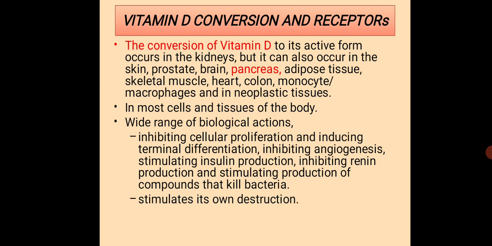Vitamin D conversion and receptors. How is vitamin D converted, and in which tissues are receptors present? Conversion of vitamin D to its active form occurs in the kidneys. This is very essential, but it can also occur in the skin, prostate gland, brain, pancreas, adipose tissue, skeletal muscle, heart, colon, monocytes, macrophages, and in neoplastic tissues.